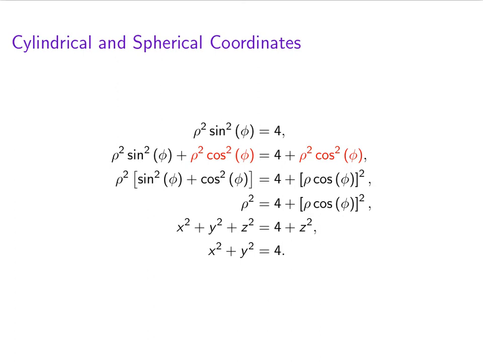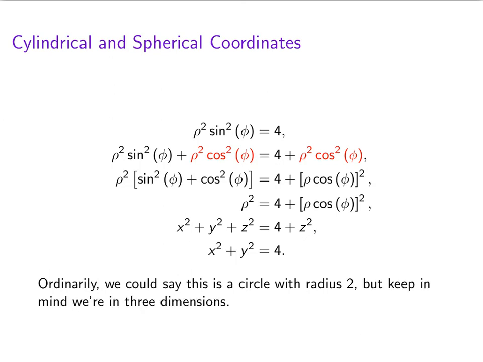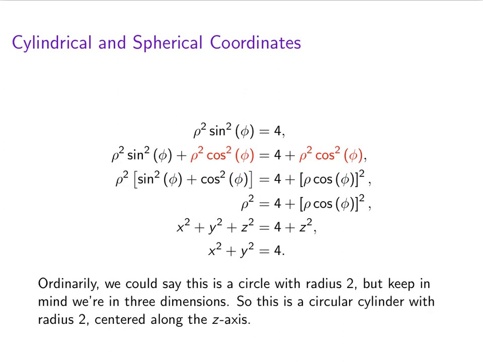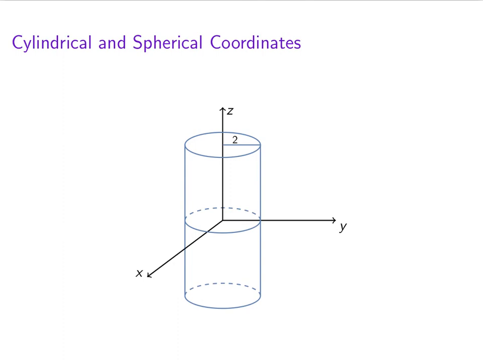Now that's a very simple looking equation. Back in the good old days, you would have said that this was a circle with radius 2, but not so in 3 dimensions. This is a circular cylinder with radius 2 centered along the z-axis. Here's a picture of that cylinder centered along the z-axis, radius 2. Okay, that's all for now.